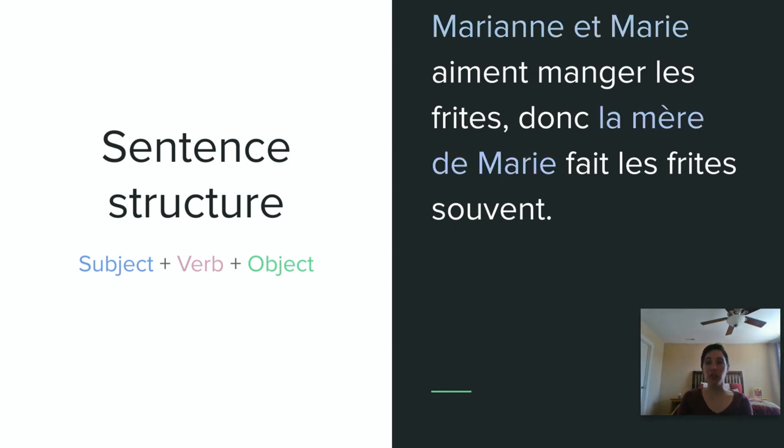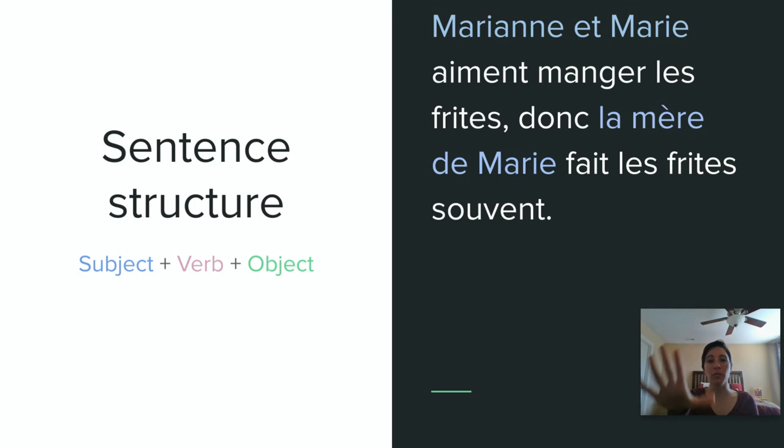So for our subject, we have two clauses in this sentence: everything before the comma and everything after the comma. Those essentially function as two separate sentences. So for the first half of the sentence, Marianne et Marie are our subject. For the second half of the sentence after the comma, la mère de Marie is our subject there. So what we often will be doing with object pronouns is taking the object of the sentence and replacing it so that we can avoid that repetition.